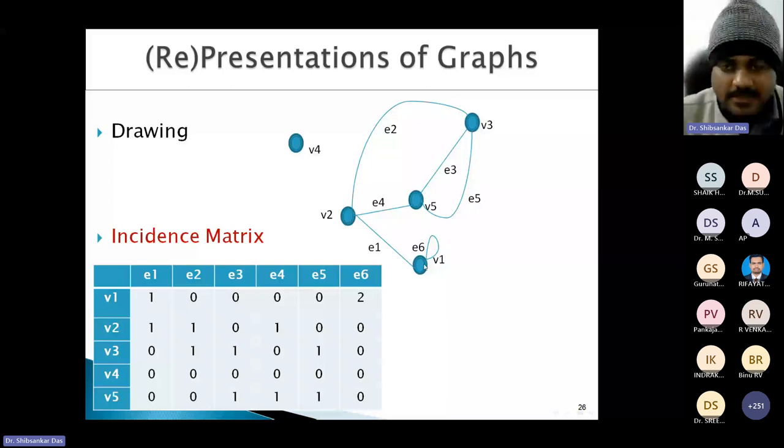It's standard terminology that you have to count it twice, because from this place you can reach here, and from this place you can reach here. So to maintain a certain terminology it has been given 2 here. For a loop you have to consider this portion as 2, twice.